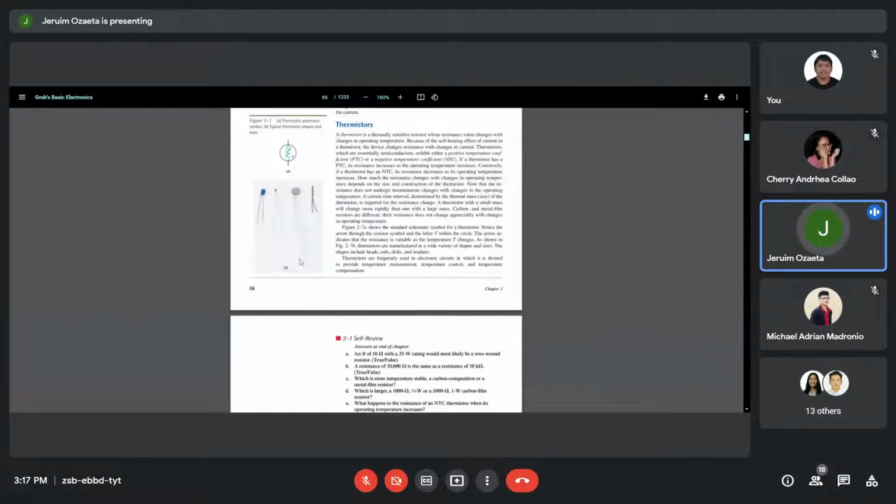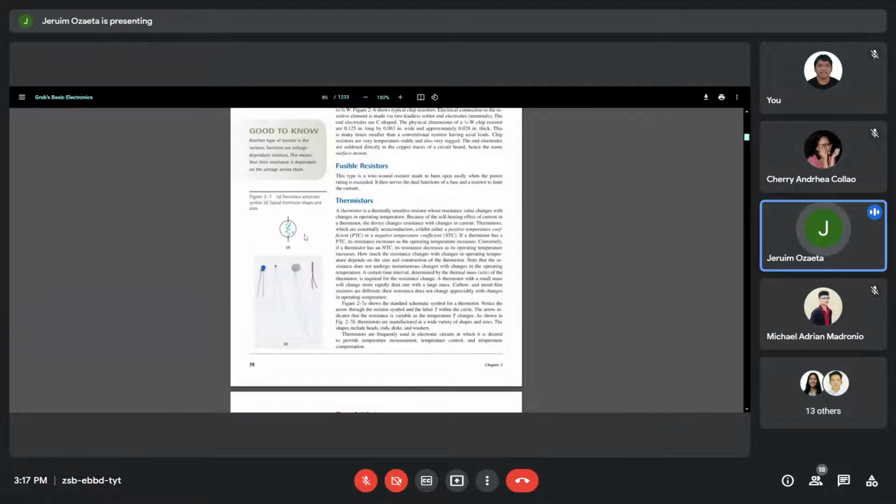This is a thermistor. A thermistor is a device that changes its resistance with respect to the temperature. When the temperature rises, it is a sensitive device that changes with the change. So when the temperature changes, its resistance changes. So thermistors are devices that are being used to monitor the change in temperature.